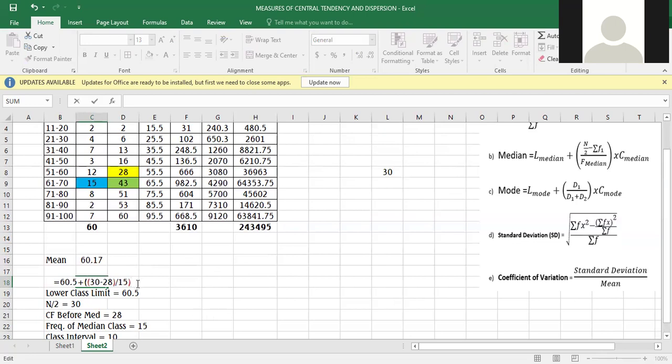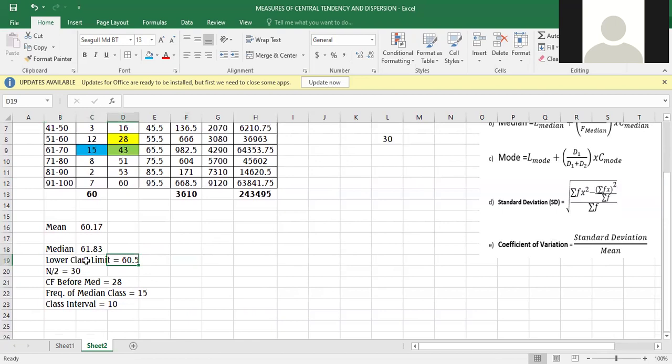And so all of these figures I have here now, I will further close them before I multiply by the class interval of 10. And so you see that my answer is already there. My answer is 61.8. Yes, let me put it here. So 61.8. And all of this was gotten from all of these parameters: the lower class limit, n divided by 2, cumulative frequency before the median, frequency of the median, and class interval.